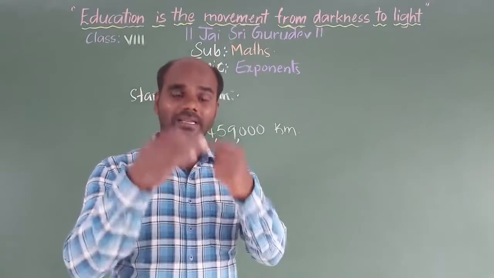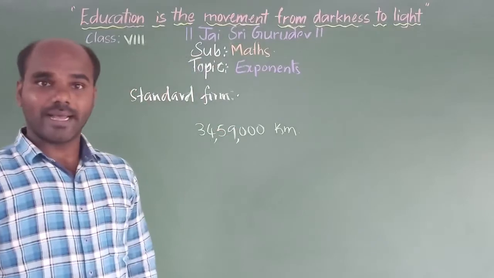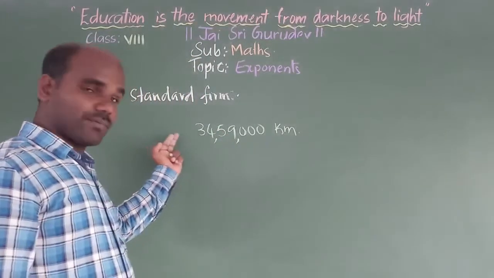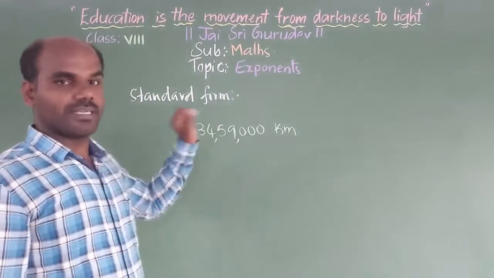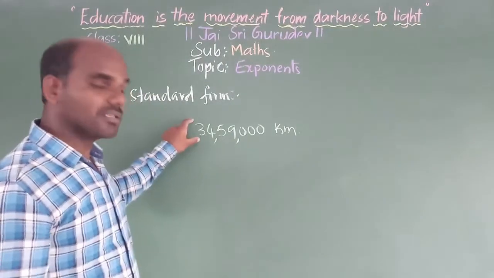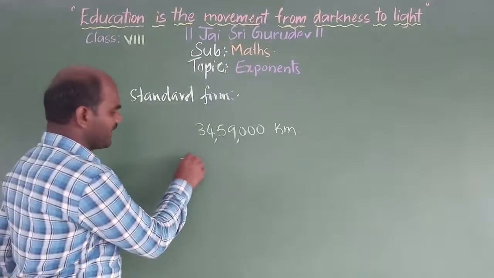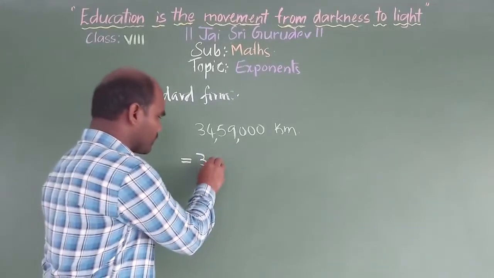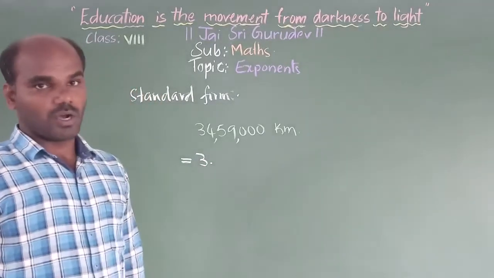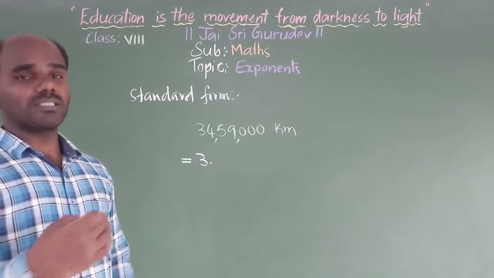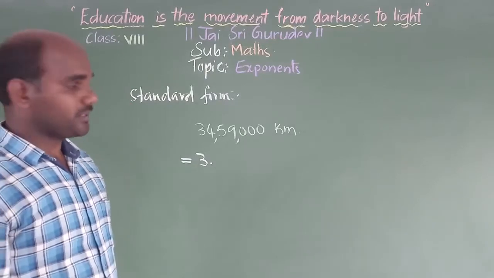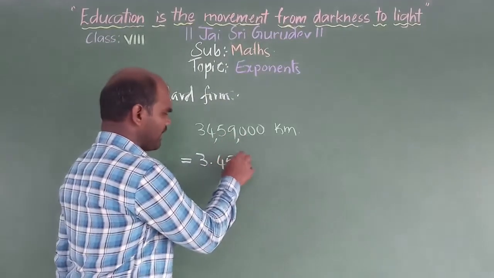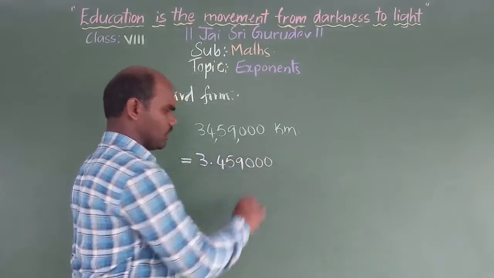So to take it as a single digit, what do we do? At the left hand side, the first digit is 3. Yes or not, students? The first digit is 3. So I will write it as 3 now. Then after that you have to put the point. What are the remaining numbers? 4 5 9 0 0 0.